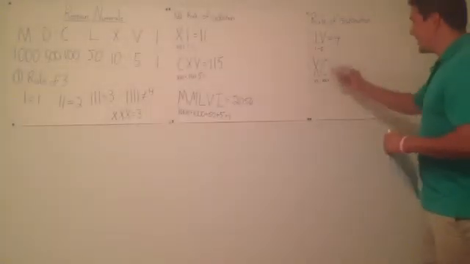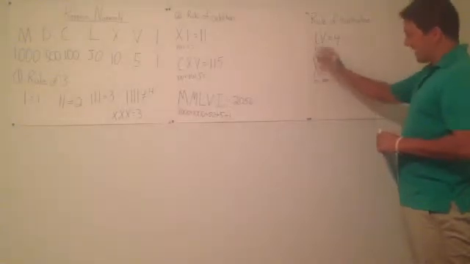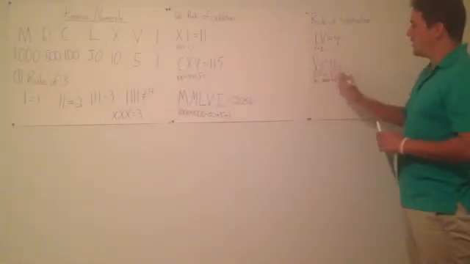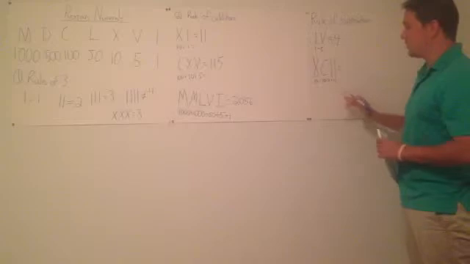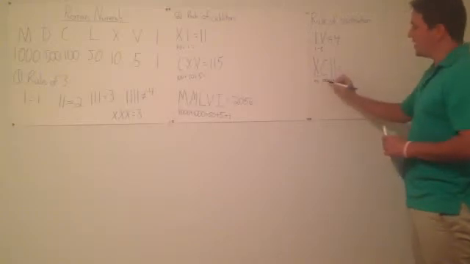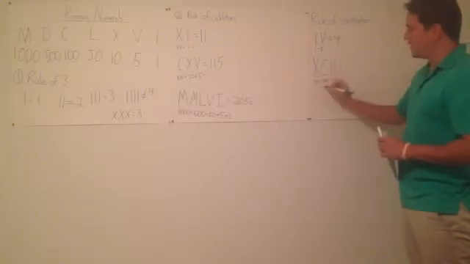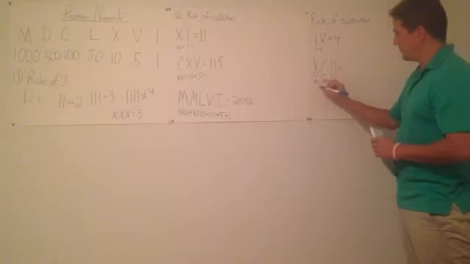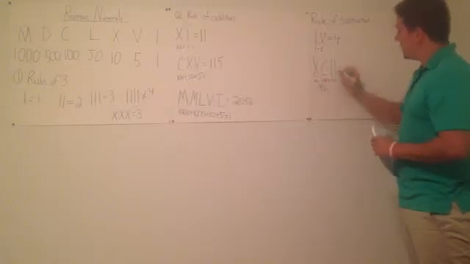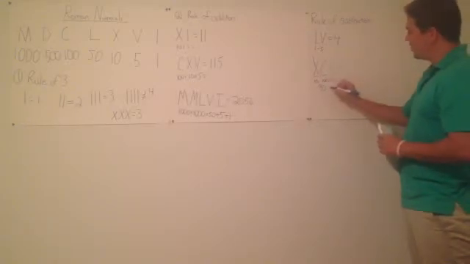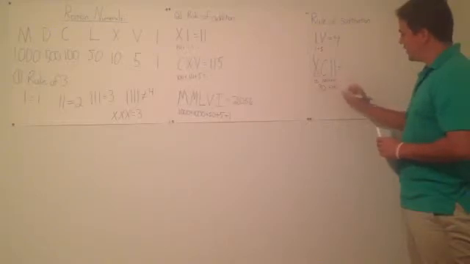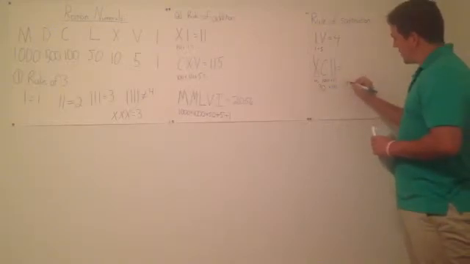So we have the X, which is 10, and which is a smaller number than the C, which is 100. So that's where we get the 100 minus the 10, which is 90. And then plus the 1 plus the 1, which equals 92.